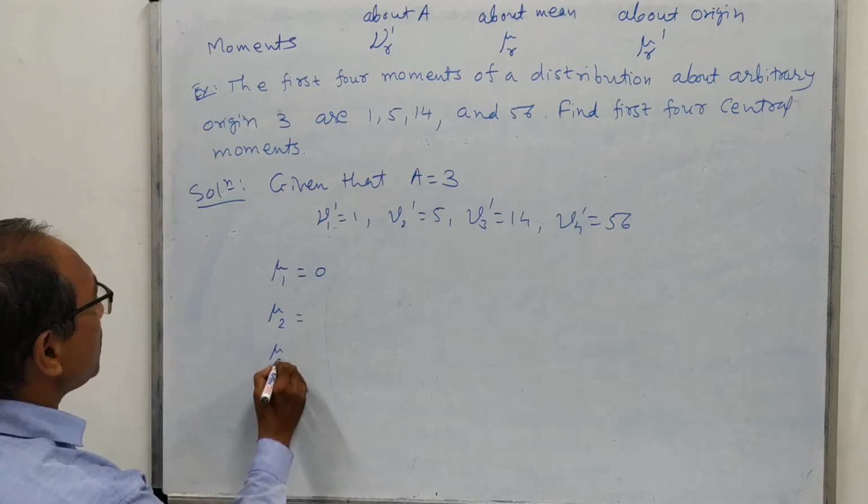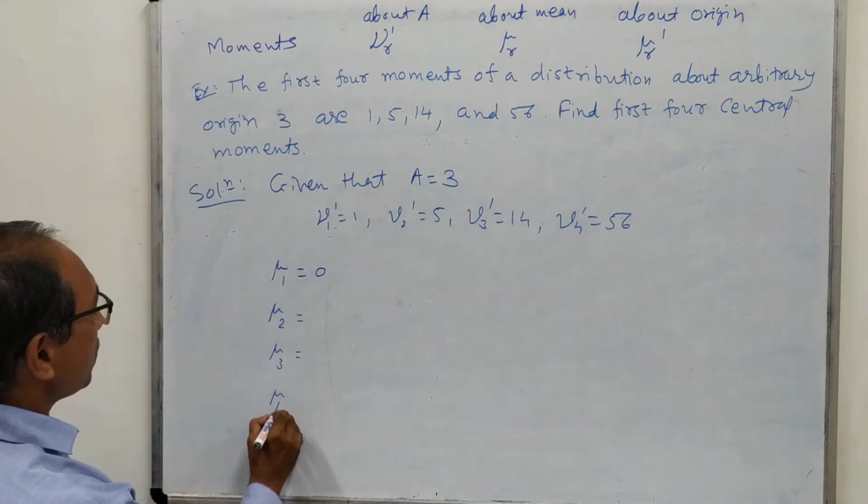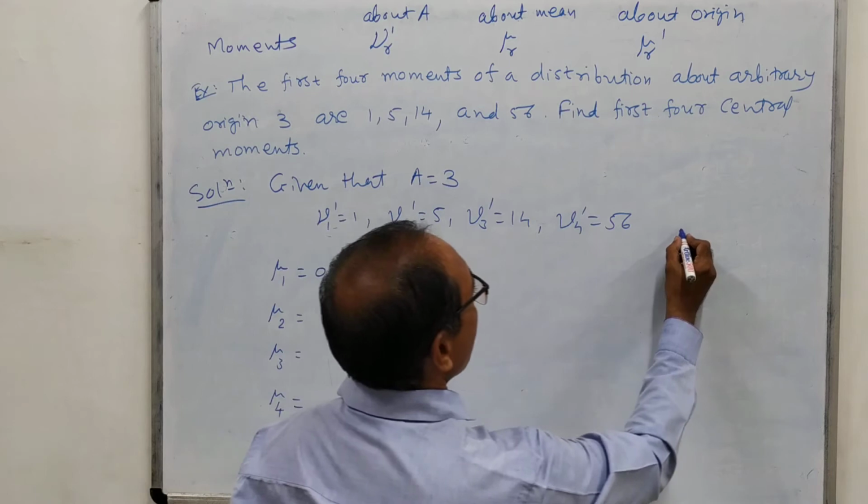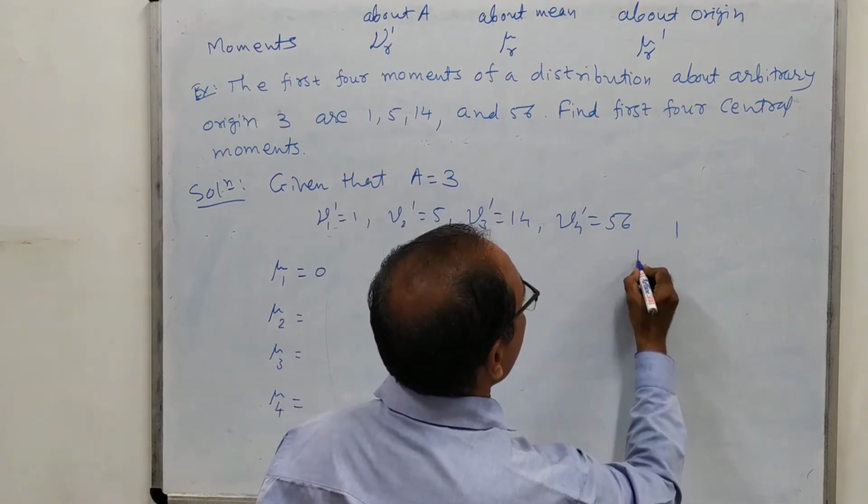Then we want to find out mu 3. Then we want to find out mu 4. Okay? And I told you how to remember this formula. For that I have shown one Pascal's triangle.